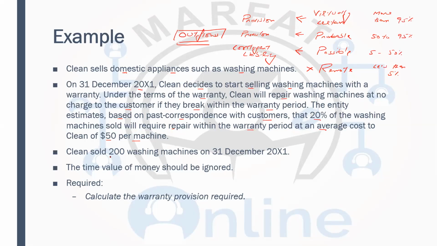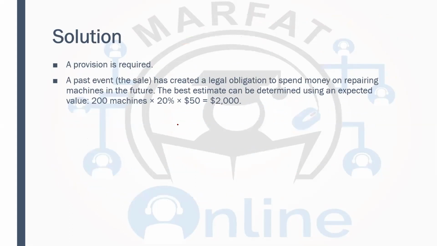Clean sold 200 washing machines. Now that's simple. 200 machines multiplied by 20% and then multiplied by $50. That is going to give you a whole estimated charge, because when we are talking about the provision, it is actually an estimate. So on the next page you have the solution. $2000 will be recorded as a provision.